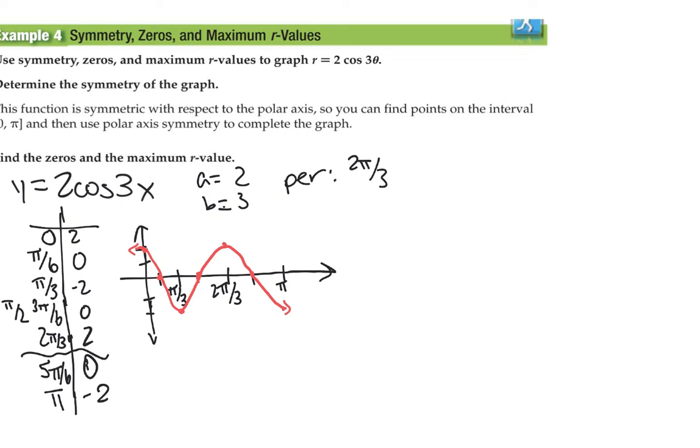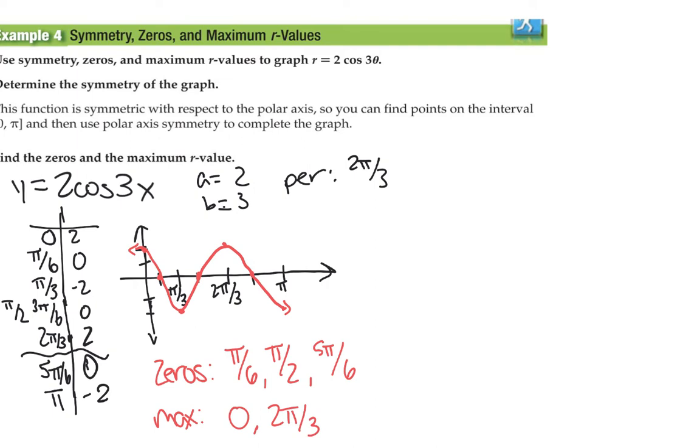So we can see that our zeros are at pi over 6, pi over 2, and 5 pi over 6. And then our maximum is at 0 and 2 pi over 3. Those are going to tell us what our two maximums are.